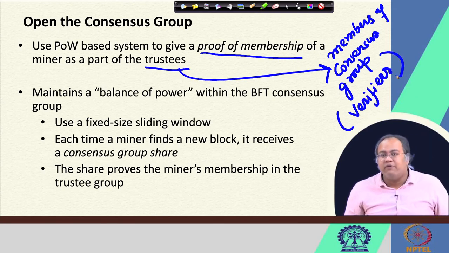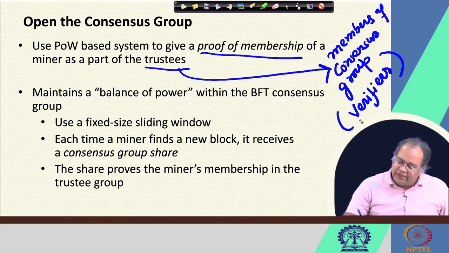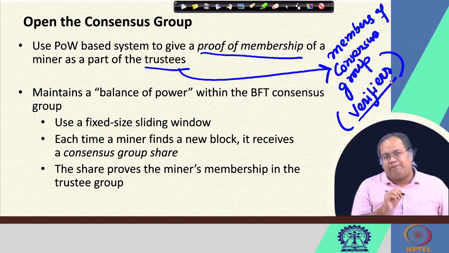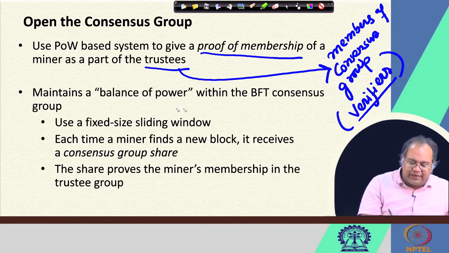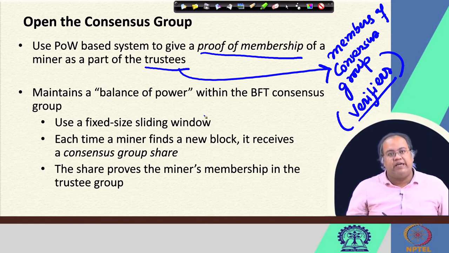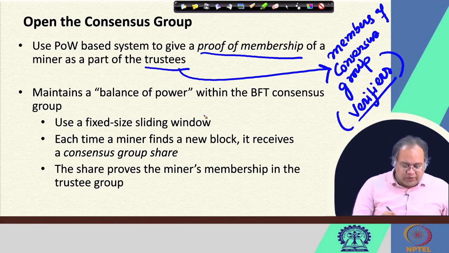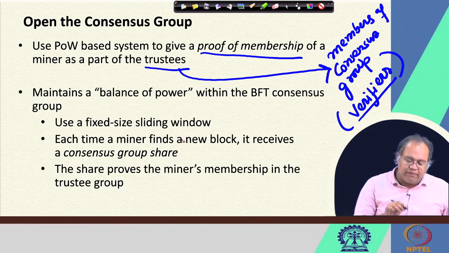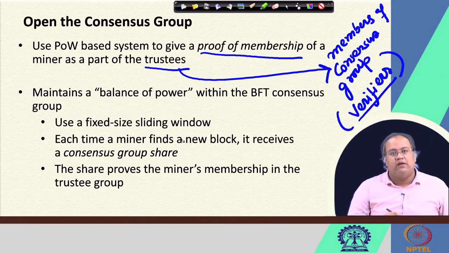So I am going to select this set of verifiers, or this consensus group, with the help of proof of work. And to maintain a balance of power within the BFT consensus group, we are going to use a fixed size sliding window. Each time a miner finds a new block, it receives a consensus group share.